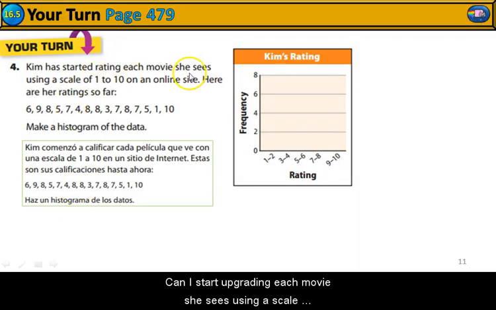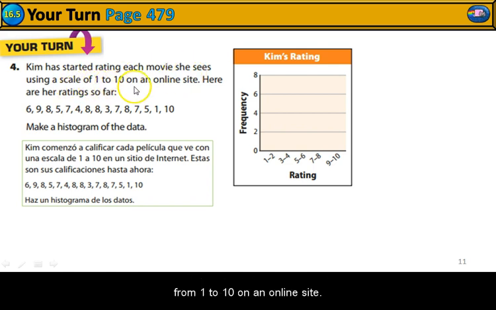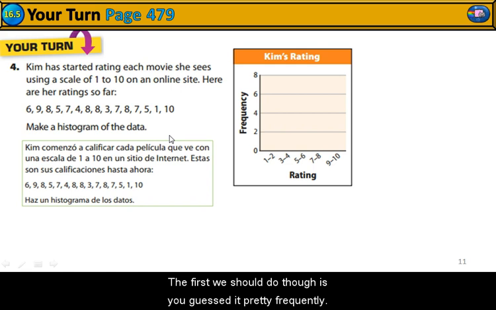Kim has started rating each movie she sees using a scale from 1 to 10 on an online site. Here are her ratings so far: 6, 9, 8, 5, 7, 4, 8, 8, 3, 7, 8, 7, 5, 1, and 10. I want you to make a histogram of the data. The first thing we should do, though, is, you guessed it, create a frequency table. At this time, go ahead and pause the video to make a frequency table and make the histogram, bar graph, and then resume the video once you've completed the task.